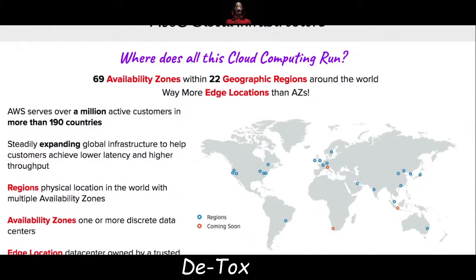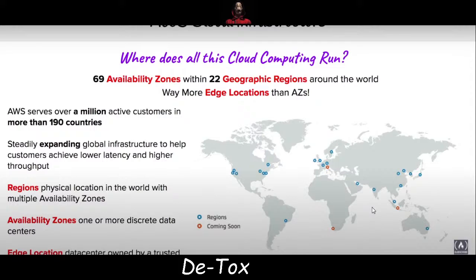Hey, this is Andrew Brown from Exam Pro, and we are looking at AWS Global Infrastructure. What we're going to figure out here is, where does all this cloud computing stuff run? So we have 69 AZs within 22 geographical regions around the world, and we have lots of edge locations, more than available AZs. But what does that all mean? AWS serves over 1 million active customers in more than 190 countries, and they're steadily expanding. So we have around 69 availability zones with 22 geographical regions around the world, and way more edge locations than AZs. There are edge locations also in each AZ.